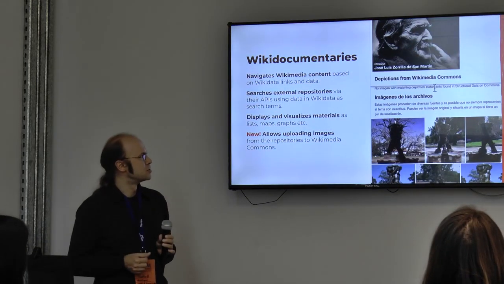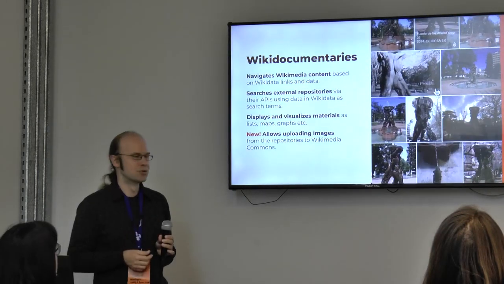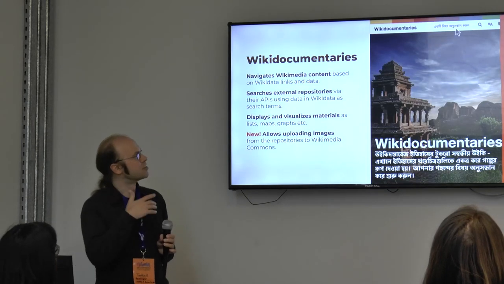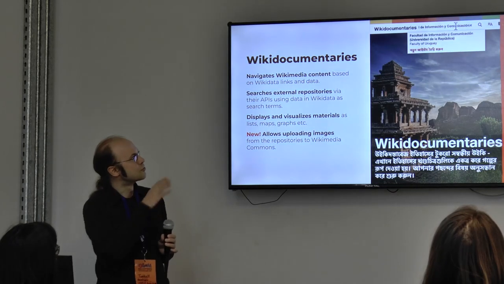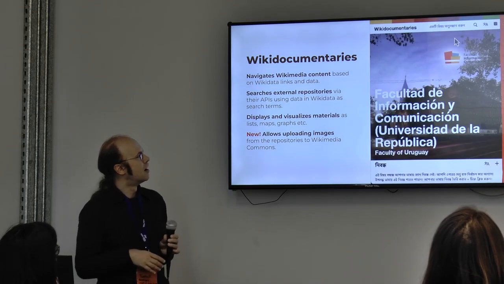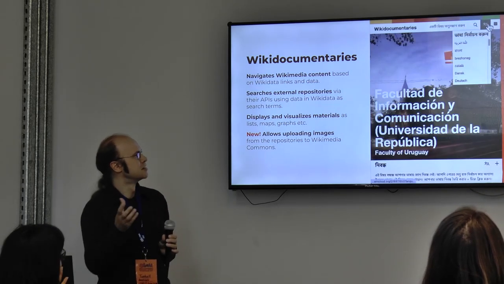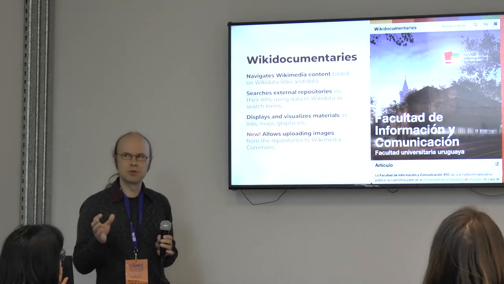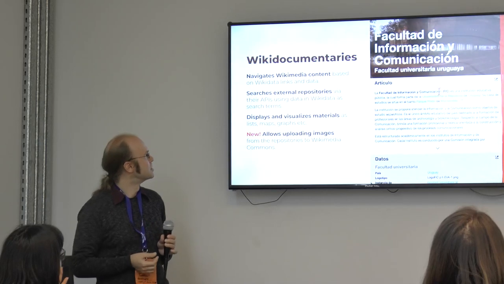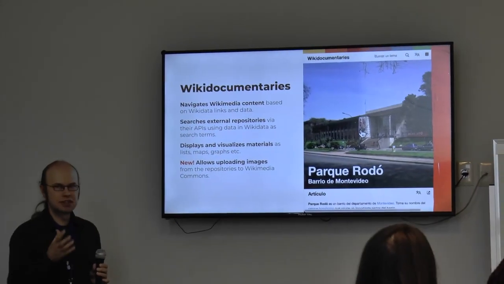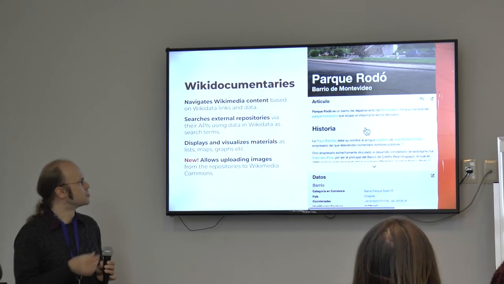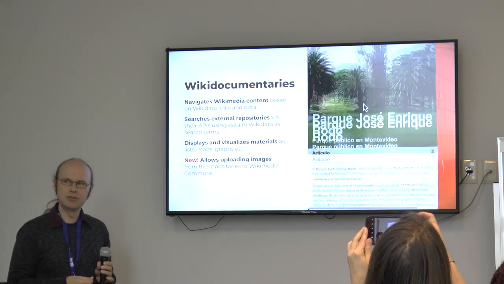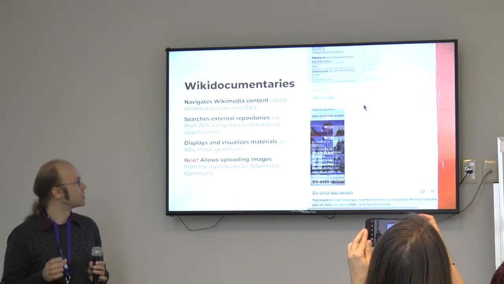You have an animation there to see a demo, and we can develop together later. But basically you search for anything and it will suggest some Wikidata items about it. So for instance, this faculty here, and then we will bring the article, all the Wikidata information that is available, search for the Commons images, but then also search external repositories. So at the end of the page, there will be images that we have found that are not yet on the Wikimedia project and platform.